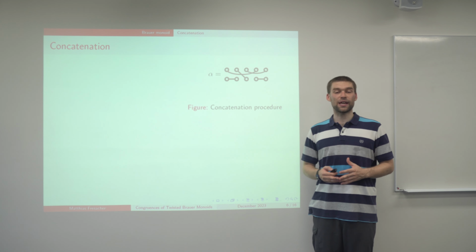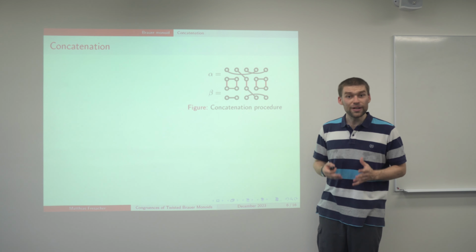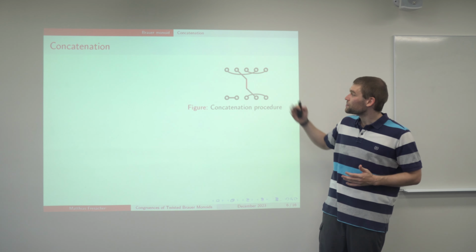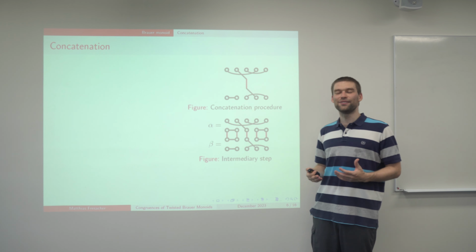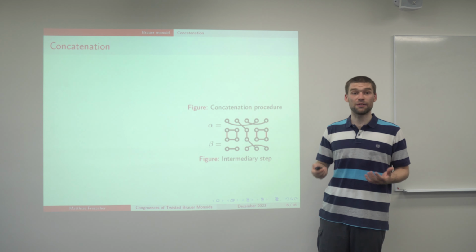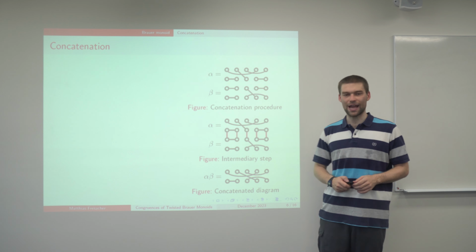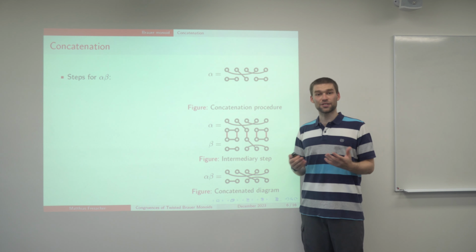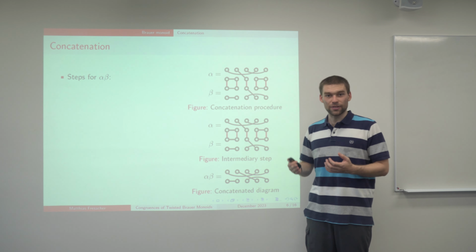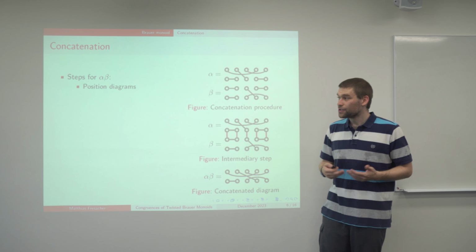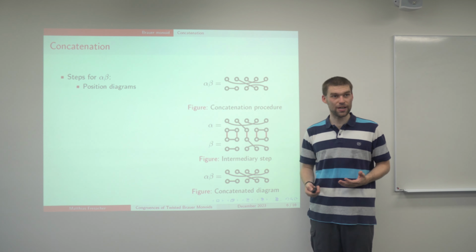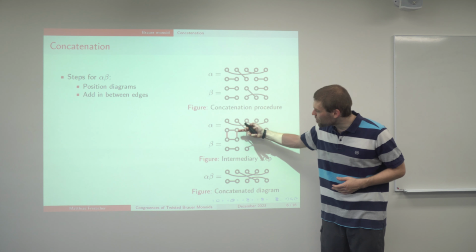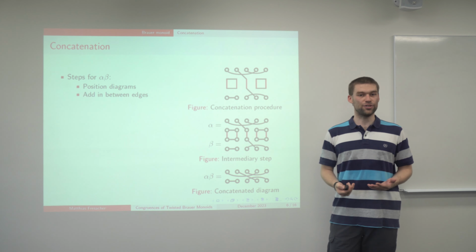Concatenation, well, that's the multiplication operation for this monoid. And for those of you that are visual-based learners, this is an animation of that procedure in action. For everybody else, I'm going to make use of this intermediary step to show how we end up at the concatenated diagram. So let's go through the steps of calculating alpha times beta in detail. So first, we need to position the two diagrams, one directly on top of the other, and then we draw in these red in-between vertical edges.